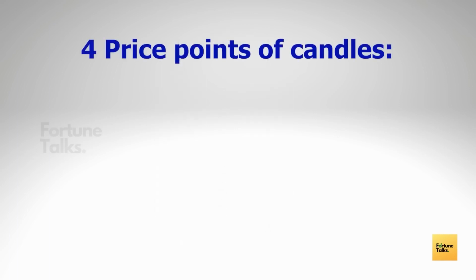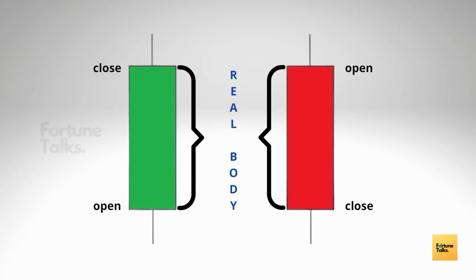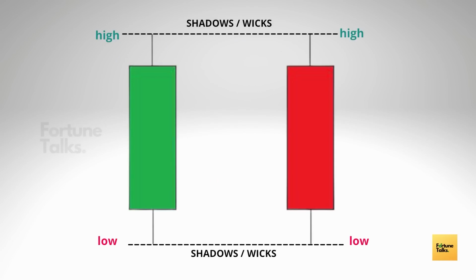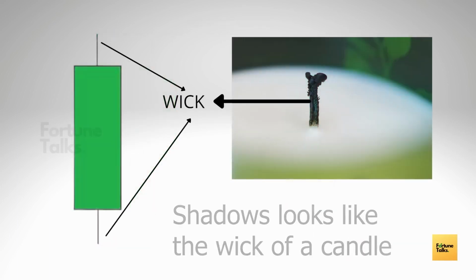Also, when you are dealing with candlesticks, you must be aware that there are four price points for every candle on the chart. These price points are the opening price, the high price, the low price, and the closing price for the same period, or simply we call them OHLC. The real body of the candlestick shows the open and close prices, while the shadows on the top and the bottom of the body show the high and low prices for that particular period. The shadows look like wicks and hence they are called candlesticks.